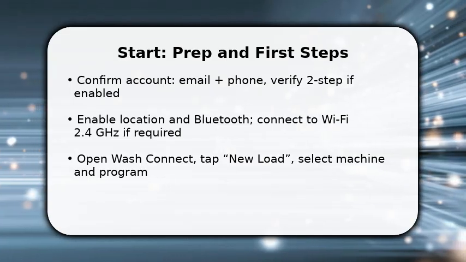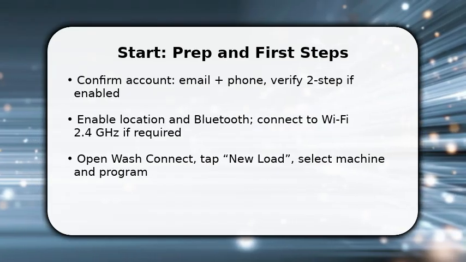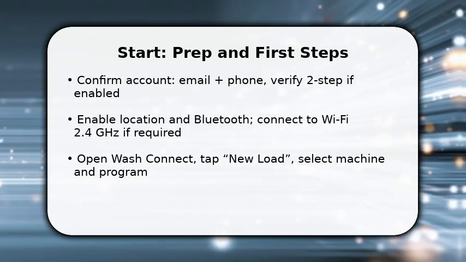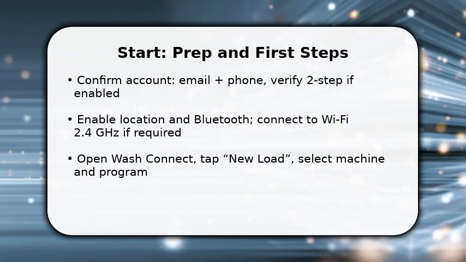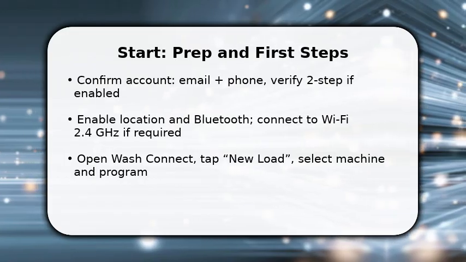You start by making sure your account is verified and permissions are enabled so the app can find machines. Once done, open Wash Connect and allow location and Bluetooth prompts. This is how the app discovers nearby washers.